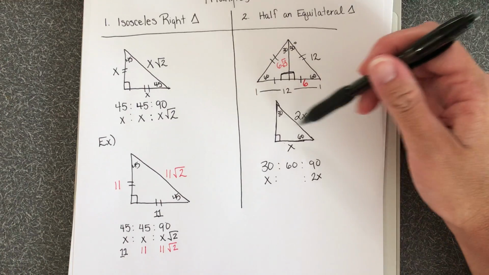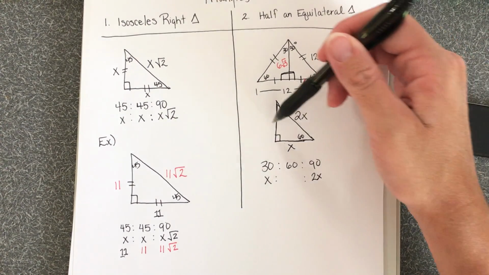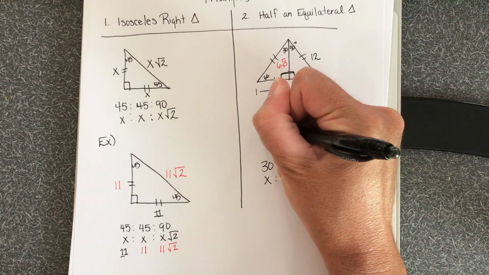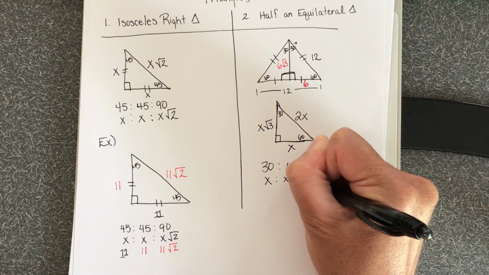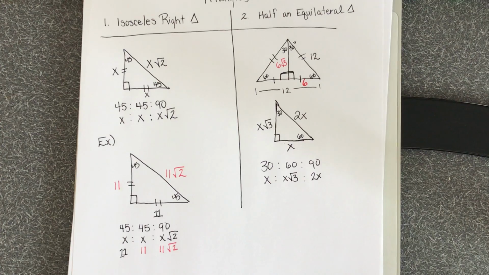And the length of the longer leg, or the median, the leg that's opposite of the 60 degrees, was always the shorter leg times the square root of 3. So now we have a ratio that goes along with the lengths of the sides of half an equilateral triangle.